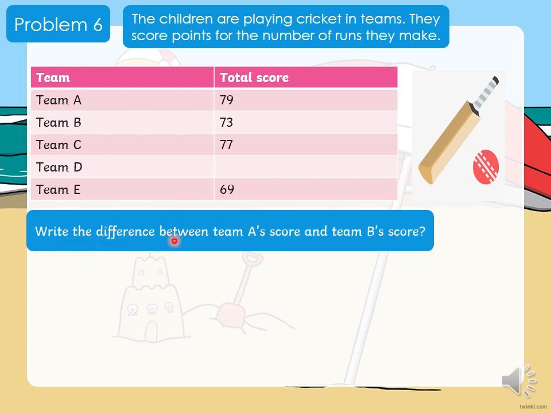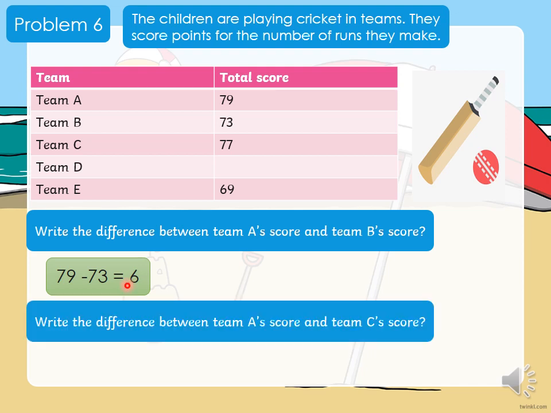Write the difference between Team A's score and Team B's score. Let's see, what's the difference between Team A's score and Team B's score? Team A scored 79 points. Team B scored 73 points. 79 minus 73 equals 6 points. Very good. The difference between Team A and Team B's score is 6 points.